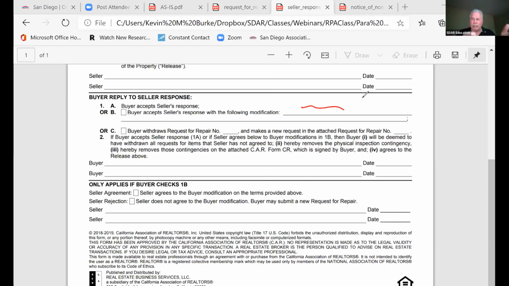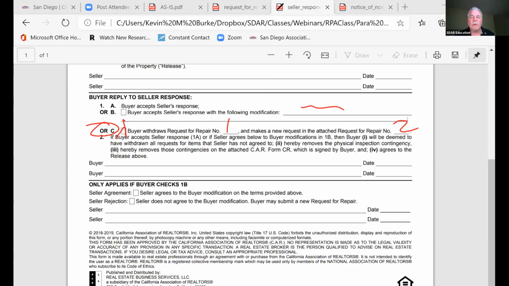And please check the box. Or C, buyer withdraws the request number 1. Please, again, make sure you fill out the form, and make out a new request number 2. In other words, we're not going to keep going. This is going to be the end of it. If the buyer doesn't accept the seller's response, then we're going to scrap it and start over, get us another request for repair. That's why these numbers, again, become really important. So buyer withdraws the request. I don't like the seller's response.